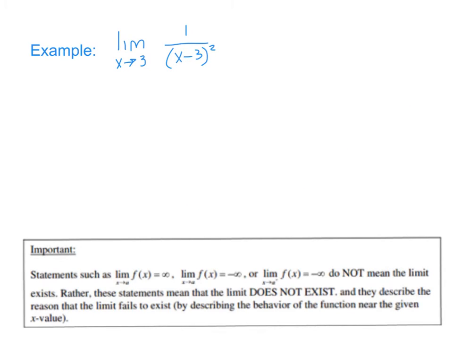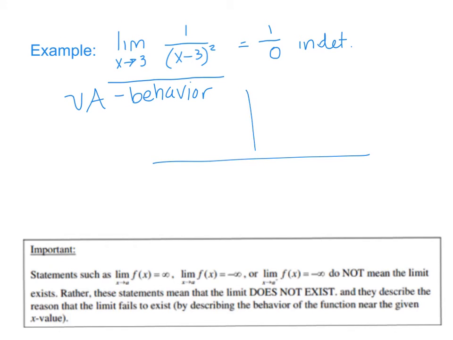So our next example is a little different. In this case, we see that we're taking the limit as x approaches 3 of this function. But if we put a 3 in here, we get 1 over 0, which is indeterminate. And so what we're finding is that this, with a rational function, means that we are looking at a vertical asymptote. In other words, we are trying to examine the behavior at the vertical asymptote. So we look at here and we would have x equals 3 is our vertical asymptote. It would look like this. And we would examine the behavior at either side of it.